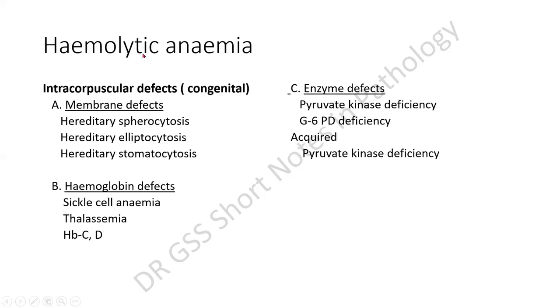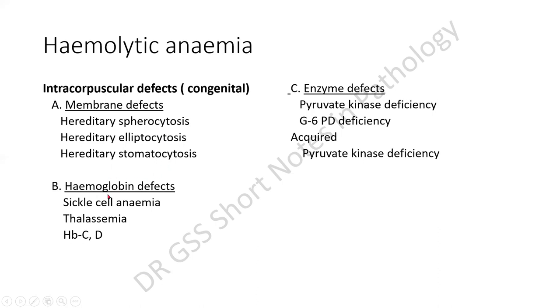There is another group of anemia called hemolytic anemia. And hemolysis means there is a destruction of the RBC, which can be because of intracorpuscular defects. The defect is within the RBC. That is why it is called intracorpuscular. Most of them are congenital. It can be a red cell membrane disorder, as in spherocytosis, elliptocytosis, or stomatocytosis. All these are membrane disorders.